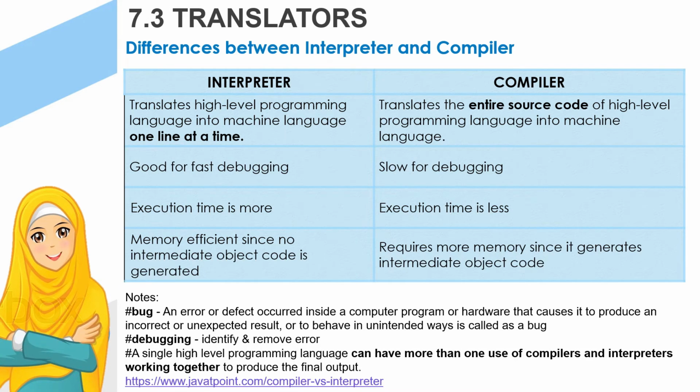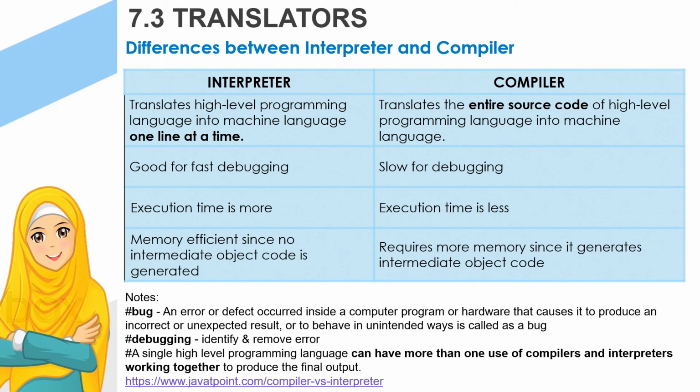Next point yang mungkin kita boleh guna adalah memory efficient since no intermediate object code is generated. Interpreter ni tak menyimpan apa-apa file baru selepas ditranslate, so tak menggunakan apa tambahan memory, so memory efficient lah. But for compiler, compiler requires more memory lah, memerlukan storage yang lebih because it generates intermediate object code. Because compiler ni dia menghasilkan apa tadi? Object code lah.